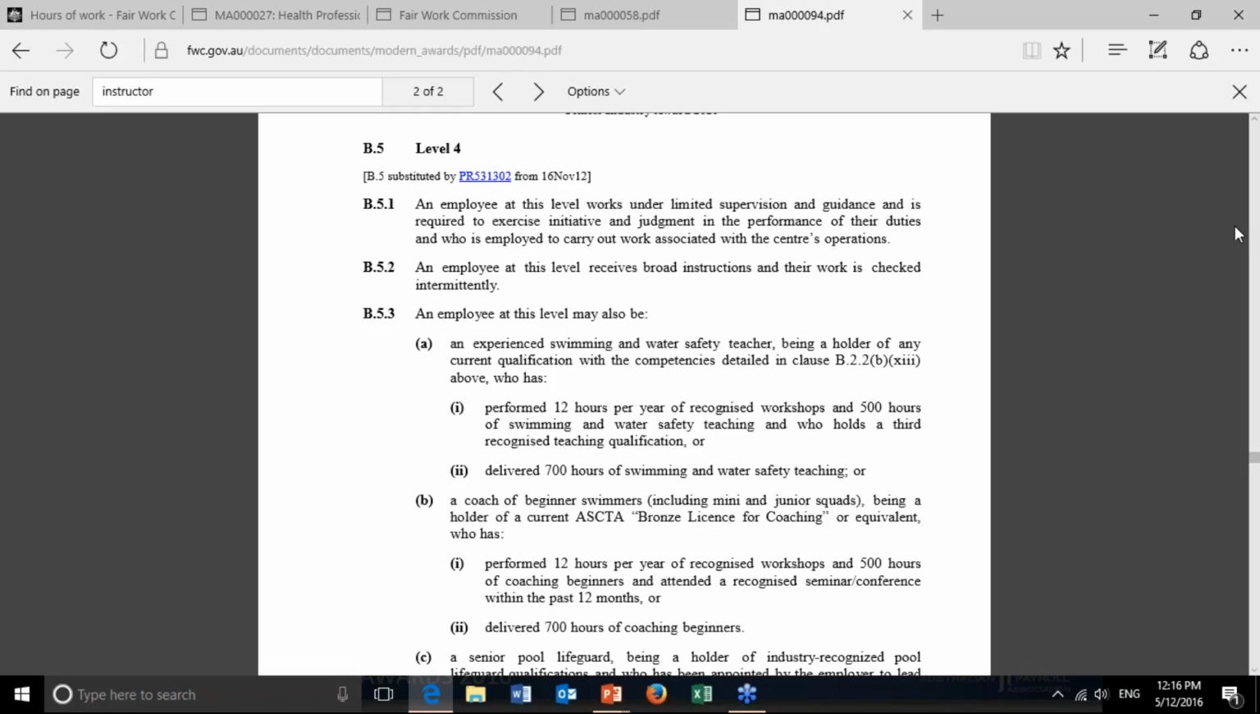Can I ask about long service leave? How much notice do you need to give in New South Wales?